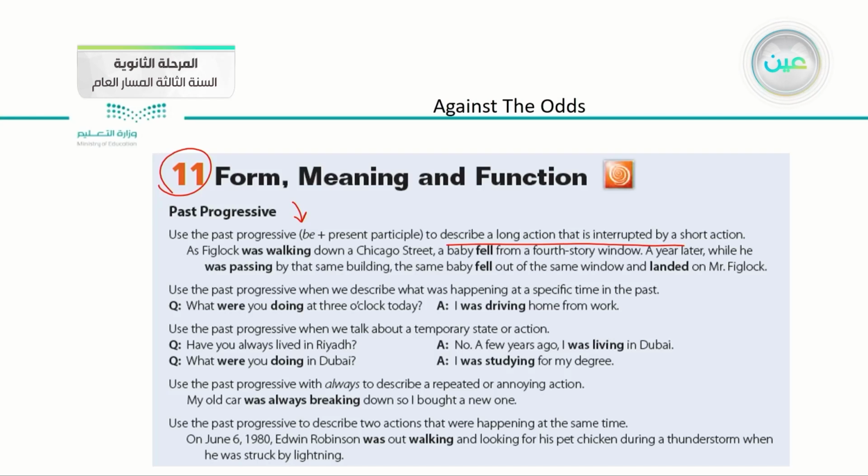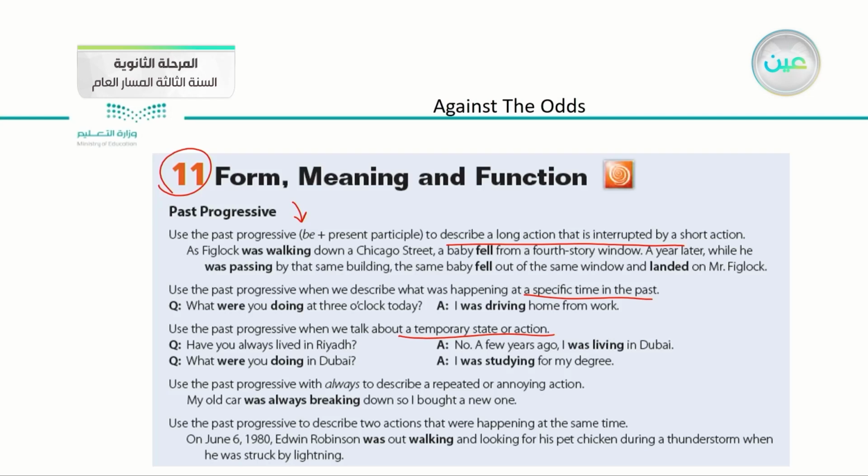Another situation is when we describe what was happening at a specific time in the past, like saying, I was playing video games yesterday at 3 o'clock. Okay, so this is a specific time in the past. The third situation is when we talk about a temporary state or action in the past. Number 4 is we use the past progressive with always to describe a repeated or annoying action. My old car was always breaking down, so I bought a new one.